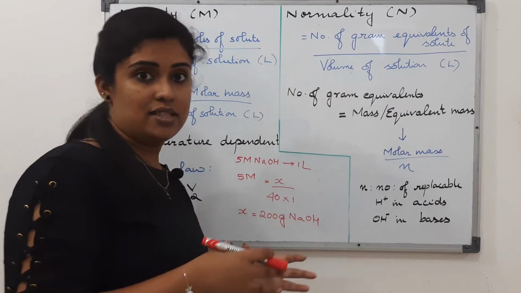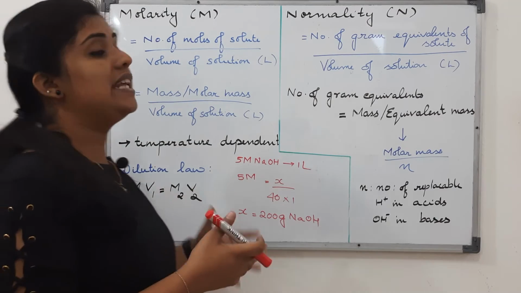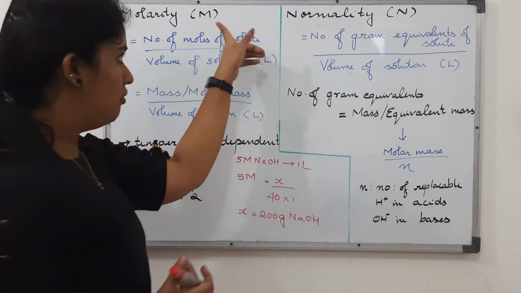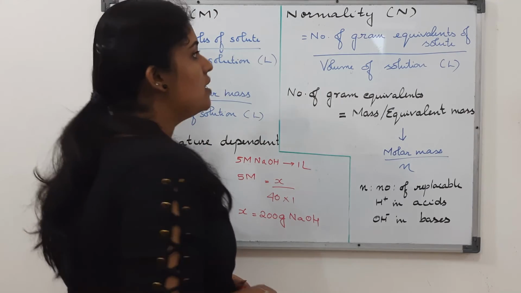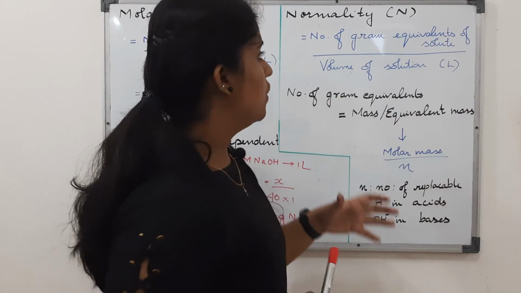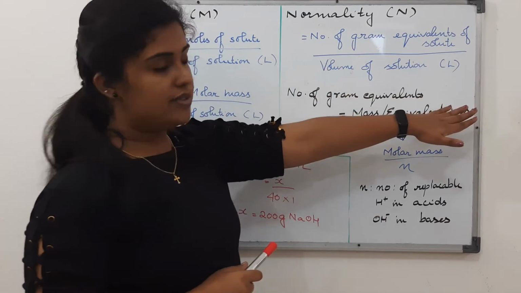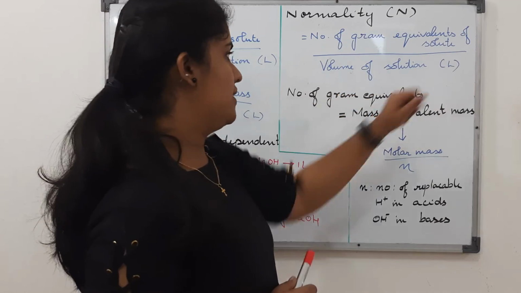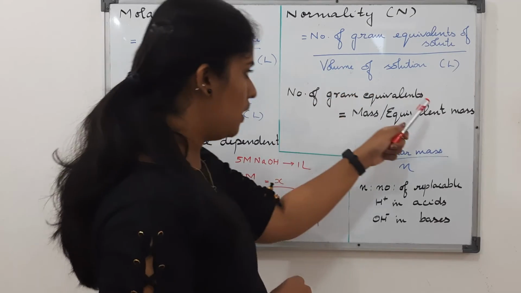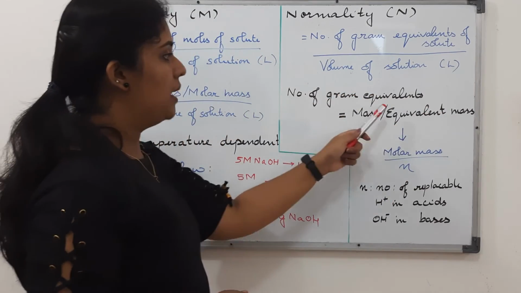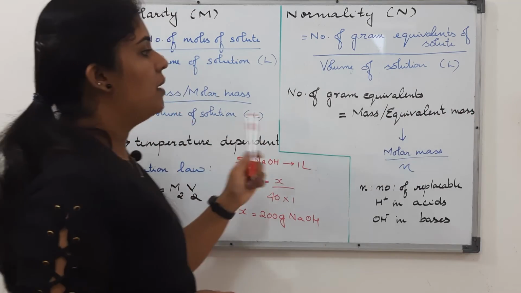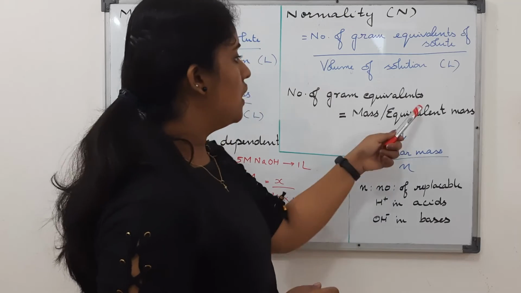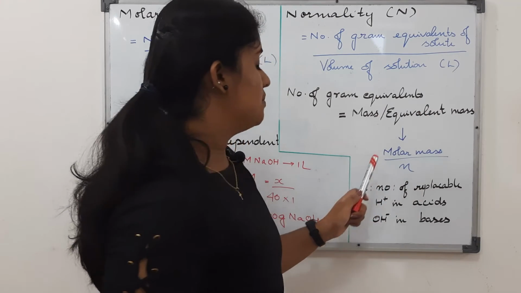Now it is very similar to molarity, but mostly in case of acids and bases, we use normality instead of molarity. And normality is number of gram equivalents of my solute particles divided by the volume of solution in liters. So instead of number of moles, here we are taking gram equivalents, that's the only difference, and number of gram equivalents equal to mass by equivalent mass. Instead of the molar mass, now it is the equivalent mass that we consider for my solute, and equivalent mass is simply molar mass by N.